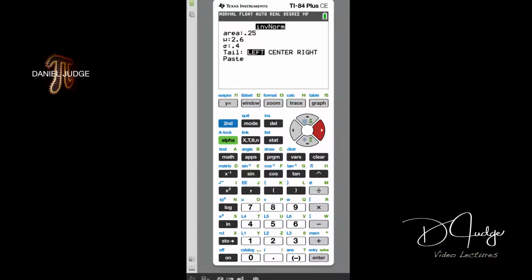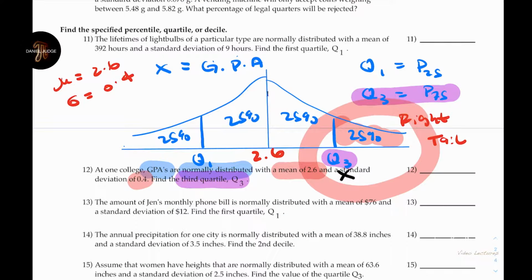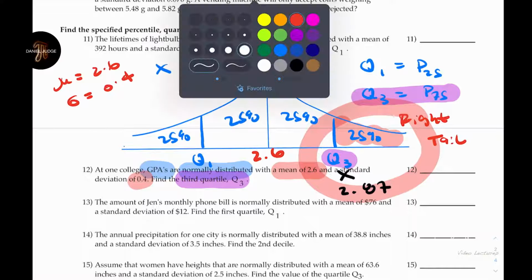So you say, okay, here's my right tail. Scroll that down and hit paste. This is going to be my answer. The GPA value, this is an X value. Let's go out to the nearest hundredths for GPA. So what did we just find here for the X value? We found that X value for the GPA is 2.87 to the hundredths. Here is my answer here.